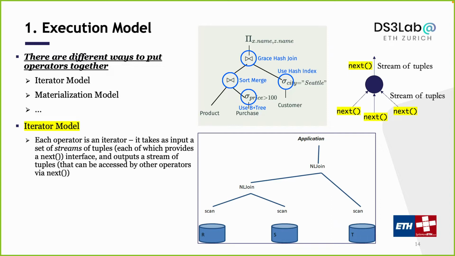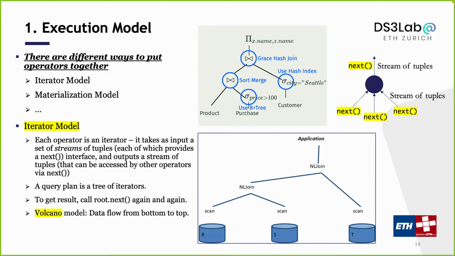It takes as input a stream of tuples coming from the operator in the child node, and then it also outputs a stream of tuples. Because we are talking about streams, for each of those operators there's a function called next: give me the next tuple in the stream. And then what's going to happen when running this physical plan is that someone is going to call next on the root.